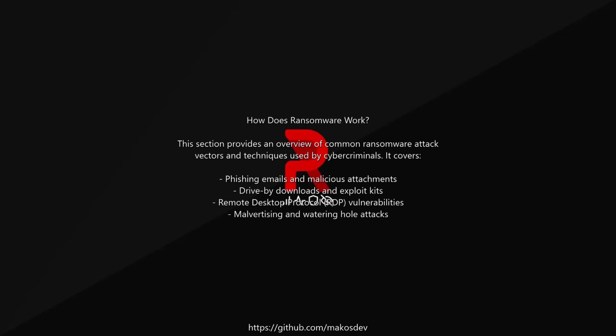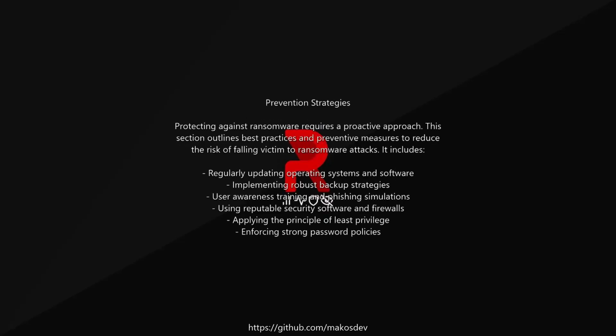How does ransomware work? This section provides an overview of common ransomware attack vectors and techniques used by cybercriminals. It covers phishing emails and malicious attachments, drive-by downloads and exploit kits, remote desktop protocol (RDP) vulnerabilities, malvertising and watering hole attacks.